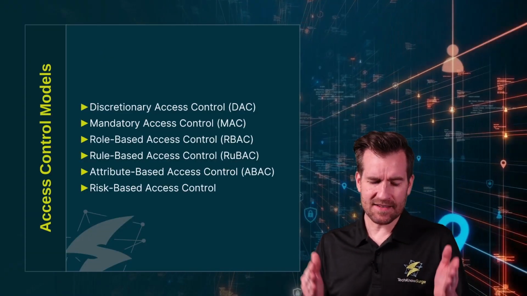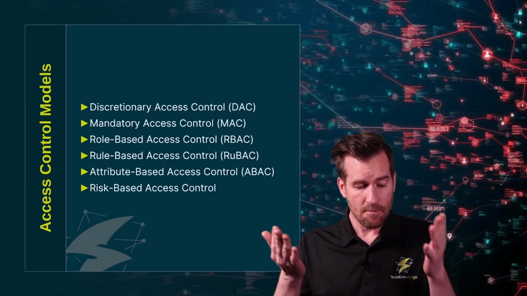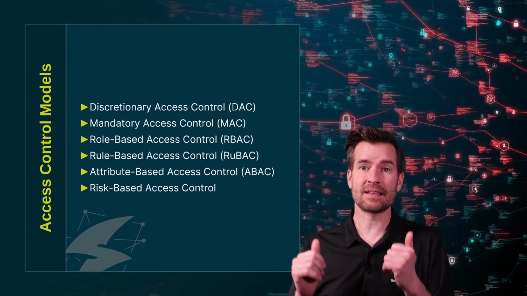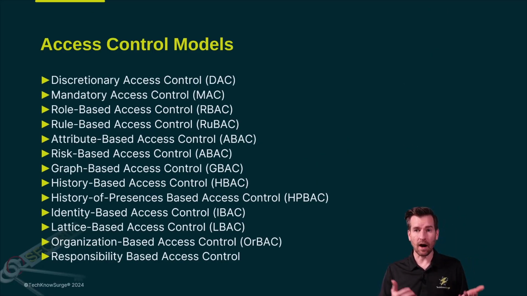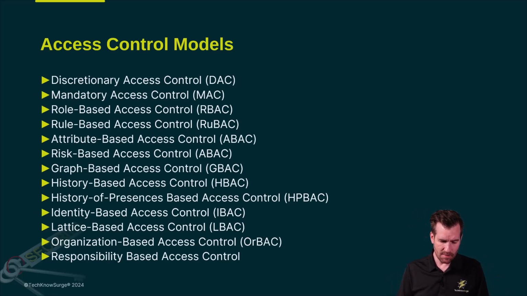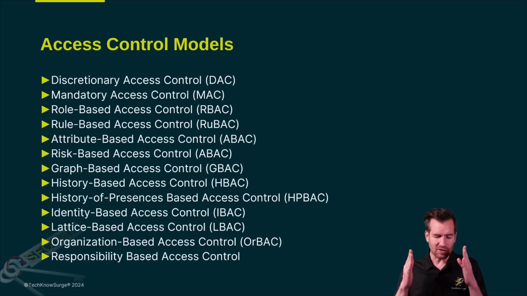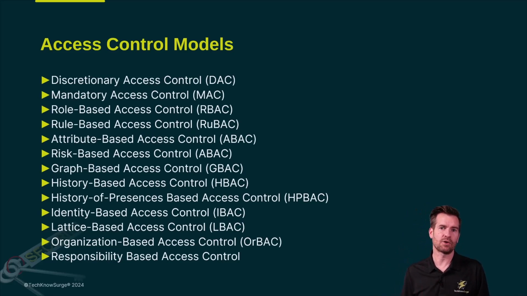There's a lot of different access control methods. So we'll talk about the different ones and define what discretionary, mandatory, role-based, rule-based, attribute, and risk-based access control lists are. One thing to note is that there are other ones out there that we aren't covering. There's graph-based, history-based, history of presence-based, identity, lattice, organization, and responsibility-based. So there's different ones that we can actually have out there, but the lines get a little blurred between these. That is, there's not a clear definition sometimes between these, and we're going to cover the most prevalent ones that you're going to see out there.